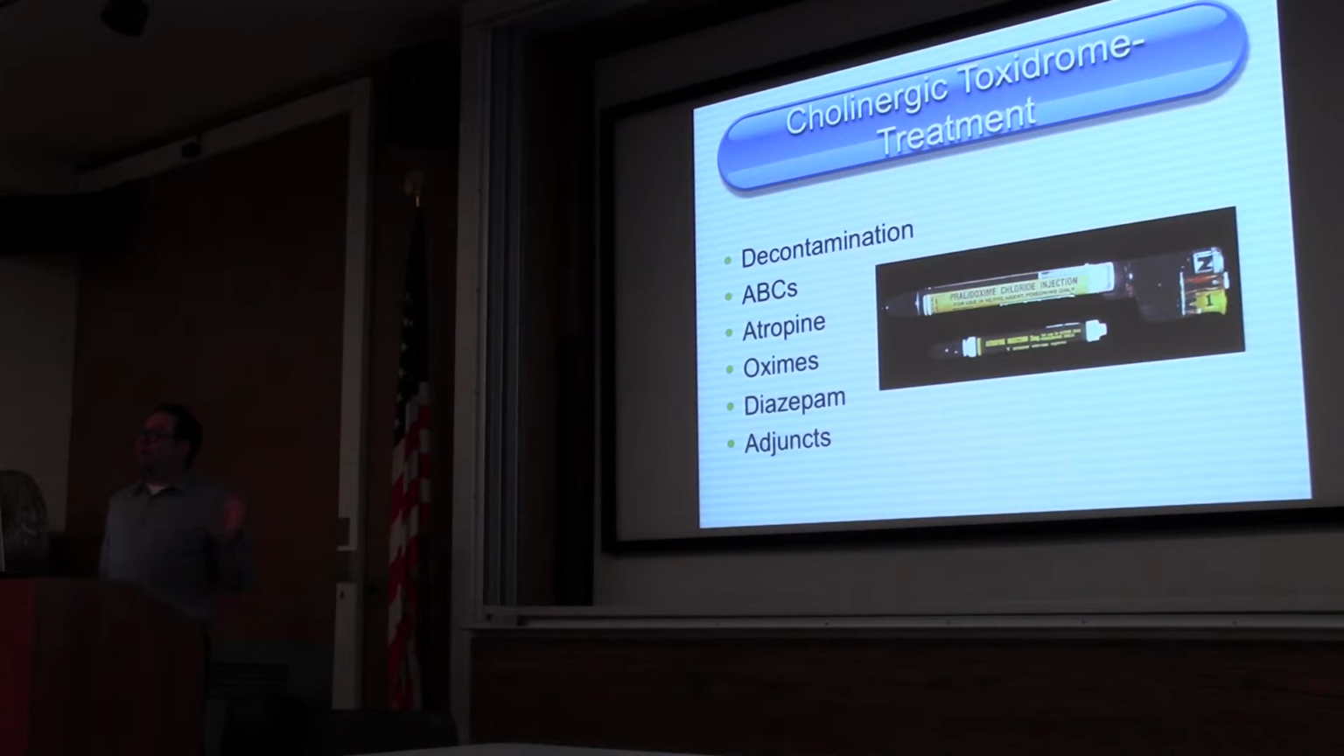Now keep in mind, if you don't have the oxime, you're giving no treatment for the nicotinic effects, right? The atropine only treats the muscarinic effects. So if they have paralyzed muscles of respiration, it means they need to be intubated and on a ventilator, potentially for a prolonged period of time.